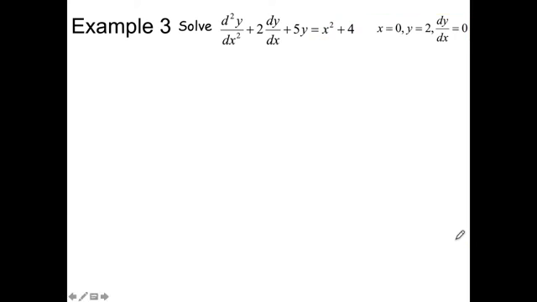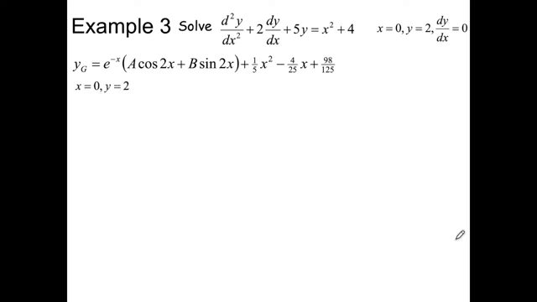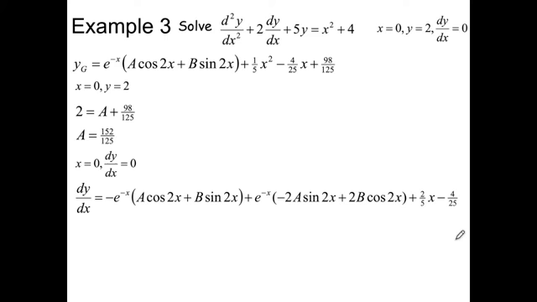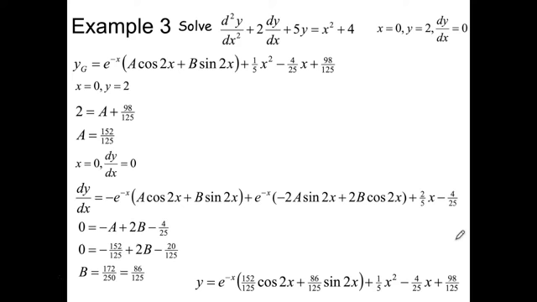Okay. So here is the procedure here. So we look for A and B, and then we state the final solution.